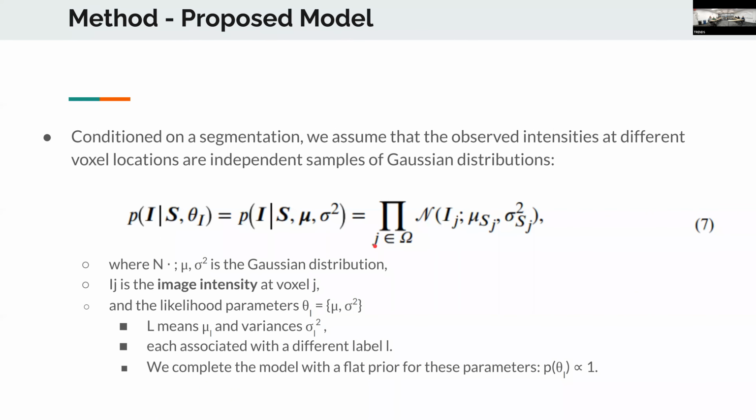So if J is the voxels, I would think these mu parameters, but it's not clear to me from this equation whether these mu parameters are distinct per J. You would think it might be because it's SJ, but I'm not sure. I'm just not sure.